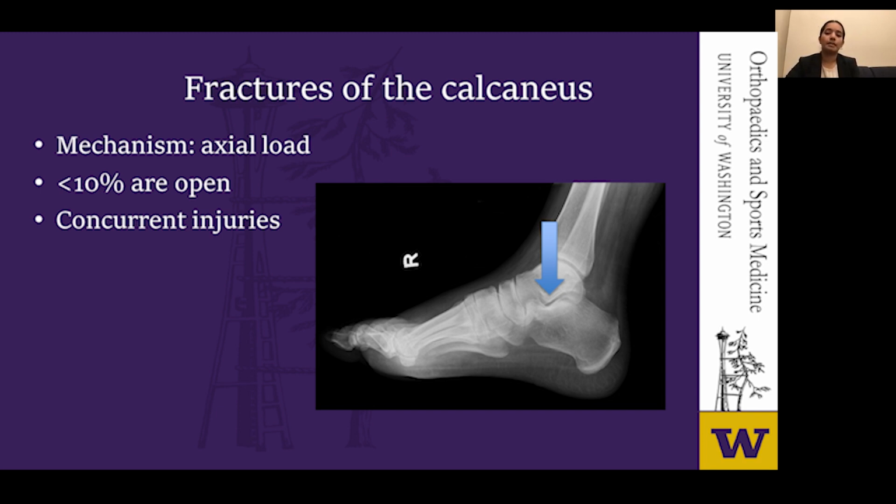The most common mechanism is a traumatic axial load, such as a fall from height or motor vehicle collision. The talus acts as a wedge, causing flattening, shortening, and widening of the calcaneus. Less than 10% are open injuries, and over 3/4 of these fractures are associated with other injuries, such as other foot and ankle fractures, like a contralateral calcaneus fracture, or vertebral fractures.